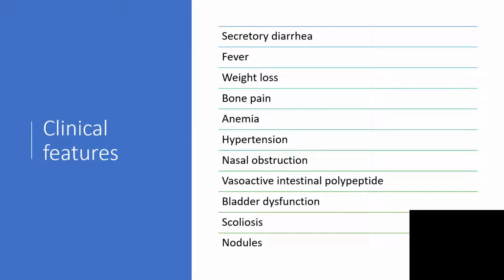The clinical features will involve secretory diarrhea, fever, weight loss, bone pain, anemia, hypertension, nasal obstruction, vasoactive intestinal polypeptide, bladder dysfunction, scoliosis, nodules.